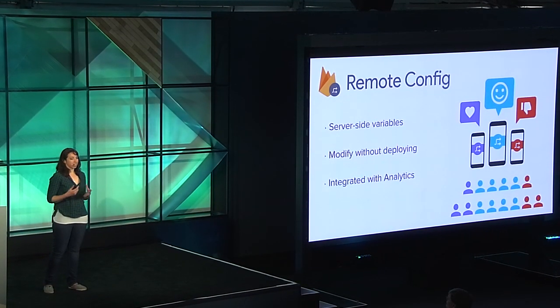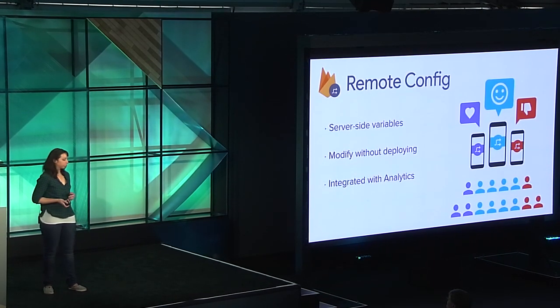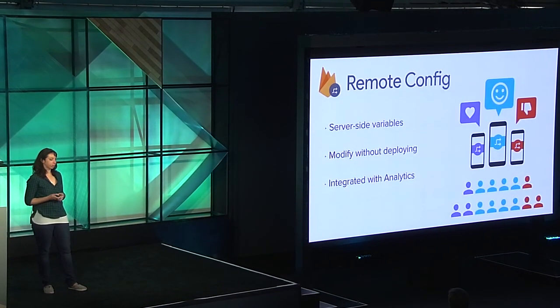So if you're not familiar with remote config, what you can do with that is actually add configuration information for your app to the cloud. So you can create server-side variables, put them in your app, and then modify them in the Firebase console and update your app without having to redeploy it. And again, this is integrated with Google Analytics for Firebase, so you can modify the experience for segments of your users and deploy those updates without having to actually launch an update to your app based on those analytics insights.